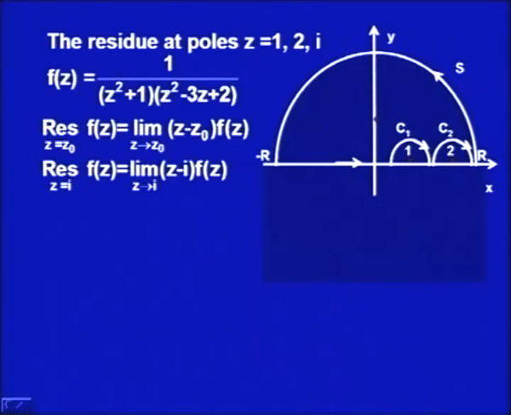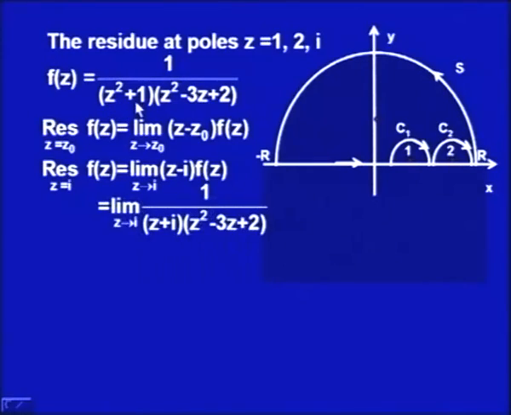Z minus i, that means the first function which we have here is z squared plus 1. We would go ahead and find that it factors as z plus i and z minus i. So we would get 1 upon (z plus i)(z squared minus 3z plus 2), evaluated as z approaches i, which is evaluated at z equal to i.